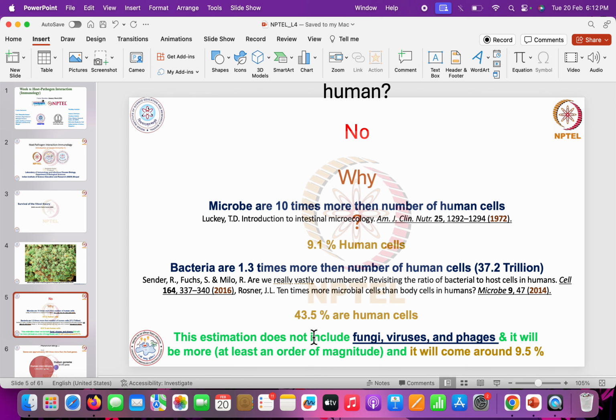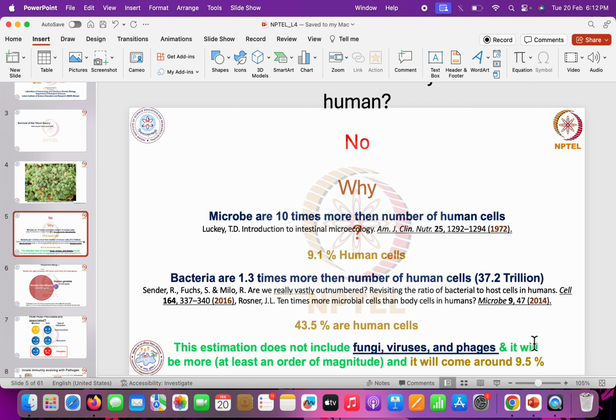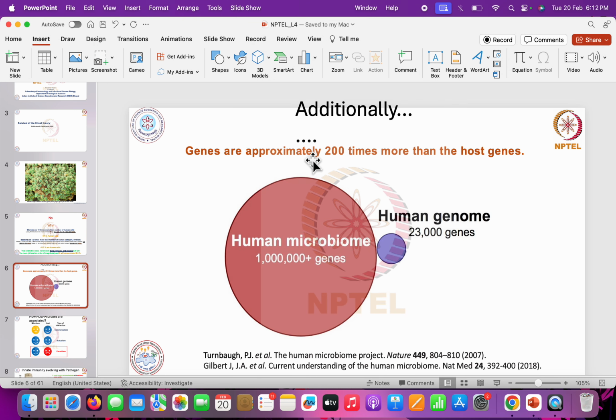This estimation does not include fungi, viruses and phages, and it will be more, at least an order of magnitude, and it will come around 9.5%. So you can imagine that in the human body there are a lot of other microbes residing. Additionally, microbial genes are approximately 200 times more than the host genes. The human microbiome has around this many genes, and the human genome is around 23,000 genes.